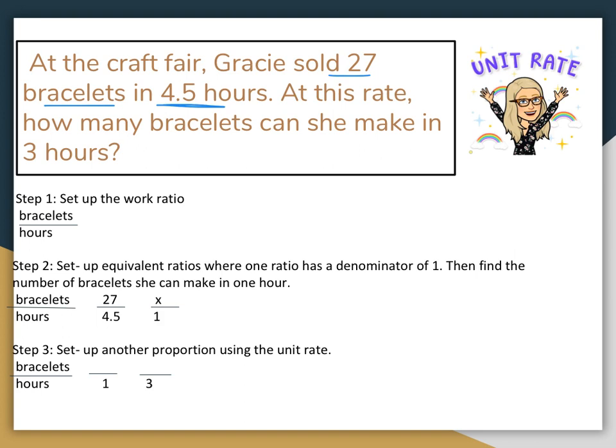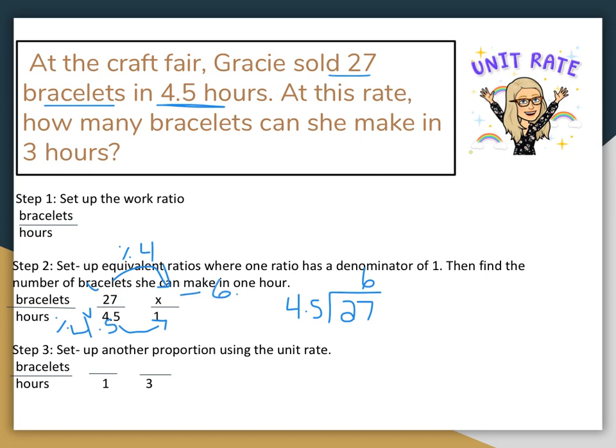So let's set that up. We know that she can do 27 bracelets in 4.5 hours. Now, what we know about unit rate is you just divide, but you can also use your scale factor right here. We're going to scale down, which means divide 4.5 by 4.5 to get 1. So we'll do the same thing to 27. We'll divide it by 4.5. 27 divided by 4.5 is 6. So that was actually pretty easy. So we'll use 6, belongs right here. She can make 6 bracelets in 1 hour.